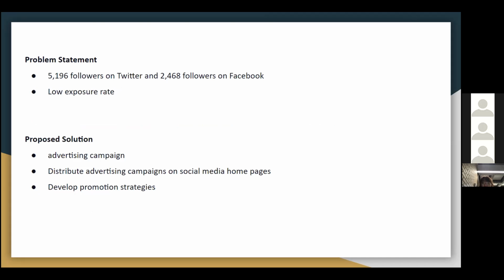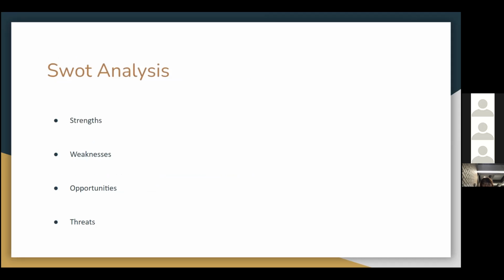And our proposed solution will be to create an advertising campaign to introduce the product and also distribute advertising campaigns on social media homepages, including Twitter, Facebook, Google Search and LinkedIn. And also develop promotion strategies to increase sales. And Zach is going to introduce the SWOT analysis for us.